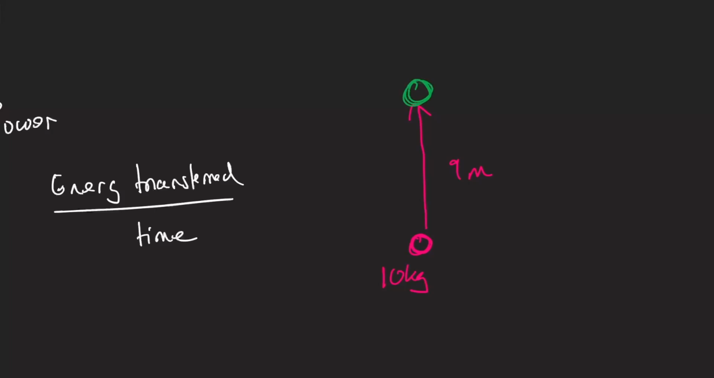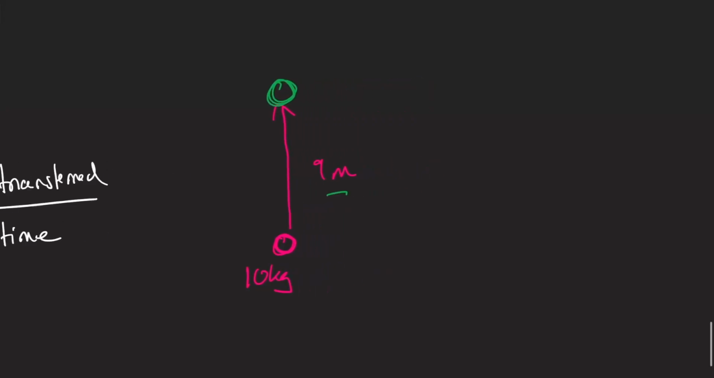Now straight away, when I'm telling you I'm lifting it a height, you should be thinking, right, you're gaining gravitational potential energy. And if you do remember, the formula for that was mgh, or mass multiplied by the gravitational field strength multiplied by the height. So we can actually go ahead and work out how much gravitational potential energy we transferred to the ball over here.